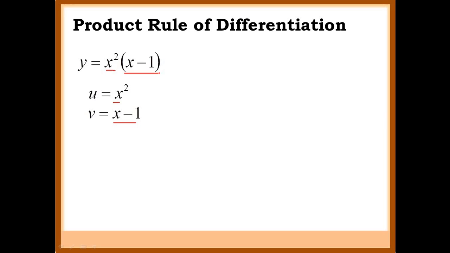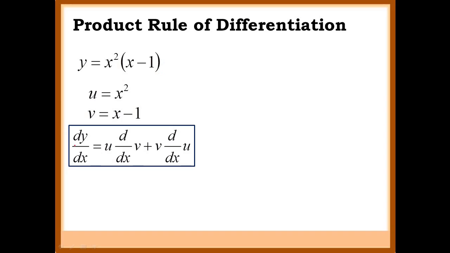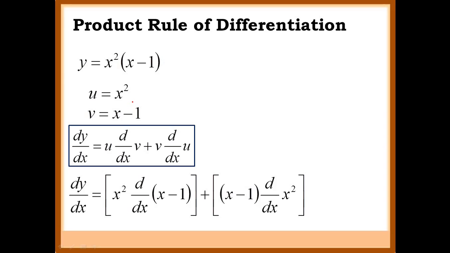And then, applying the product rule of differentiation, kukunin muna natin si u, si x squared, imumultiply natin sa derivative ni v na x minus 1. And then, yung pangalawang term natin na x minus 1, imumultiply natin sa derivative with respect to x ng u natin, which is x squared. Ganito ang magiging itsura niya.